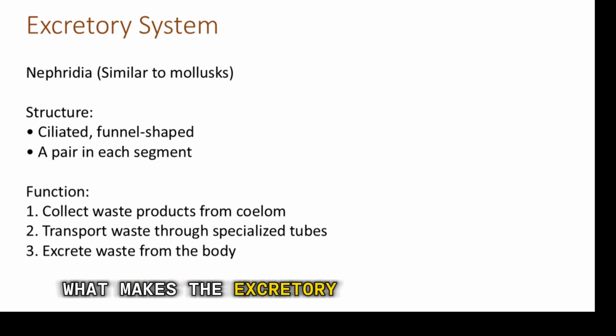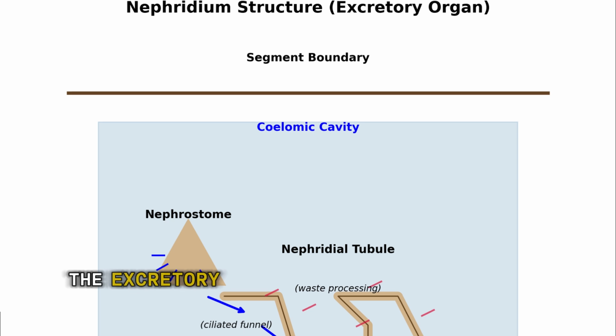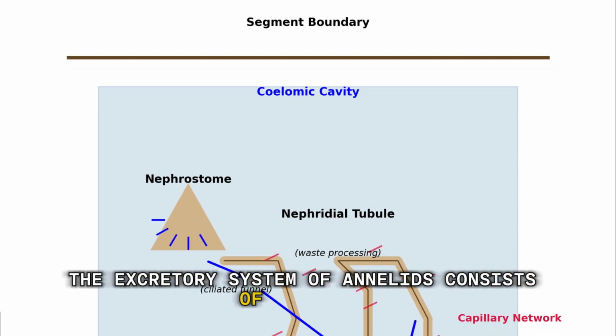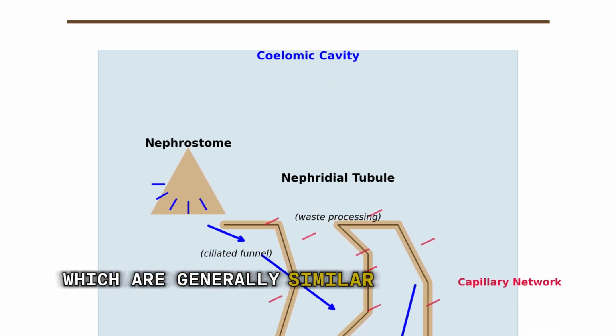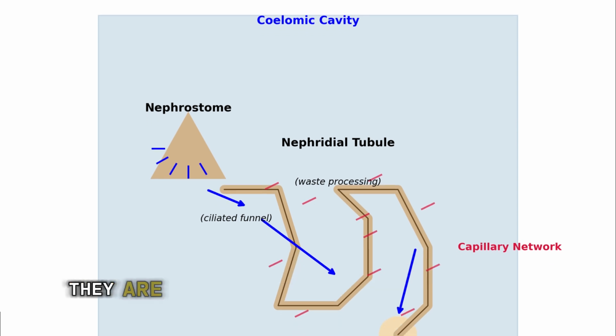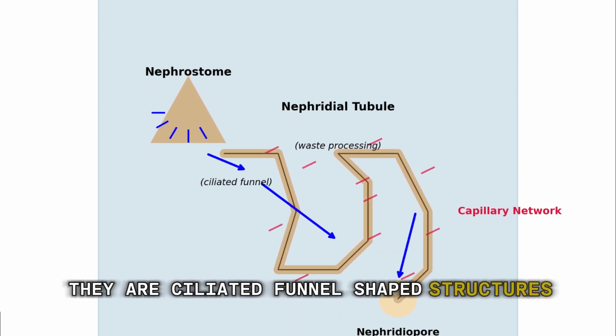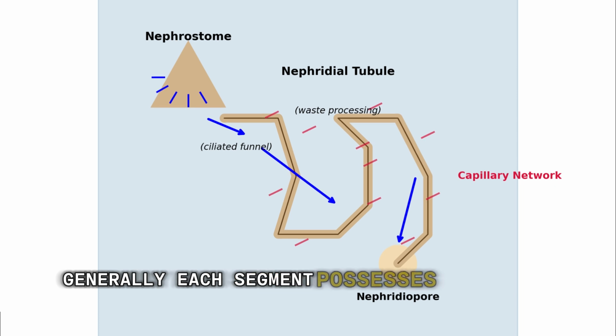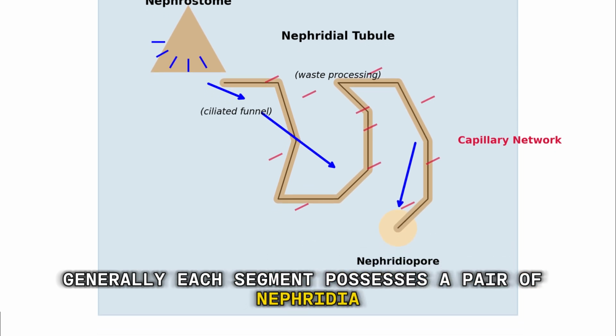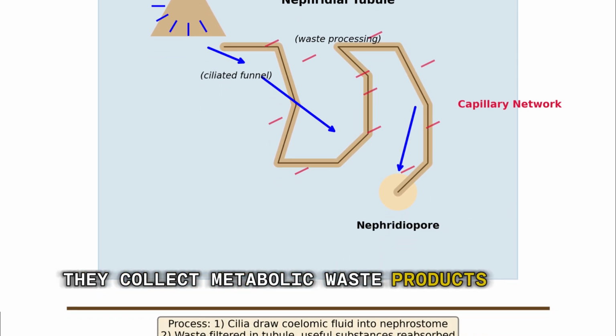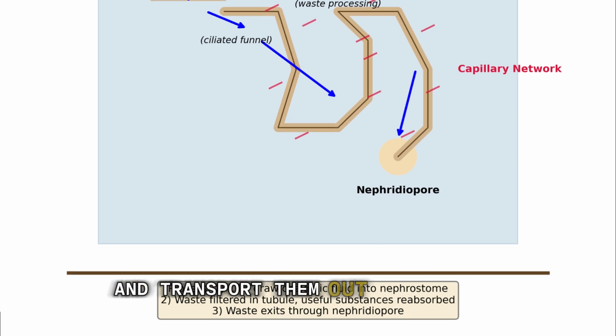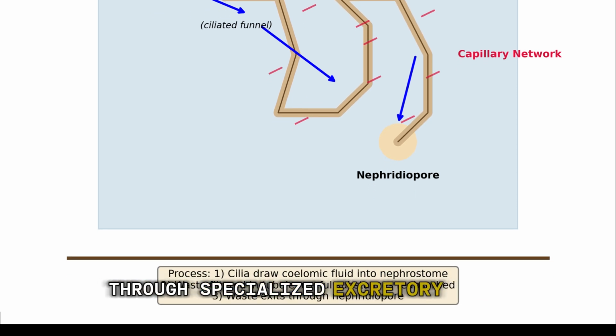What makes up the excretory system of annelids? The excretory system of annelids consists of nephridia, which are generally similar to those found in mollusks. They are ciliated, funnel-shaped structures. Generally, each segment possesses a pair of nephridia. They collect metabolic waste products from the coelom and transport them out of the body through specialized excretory tubes.